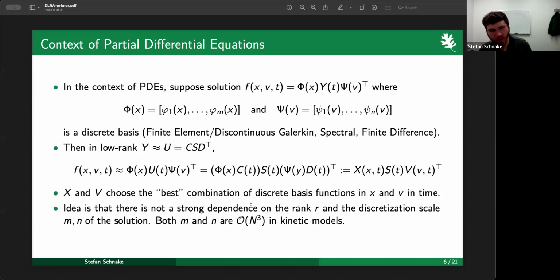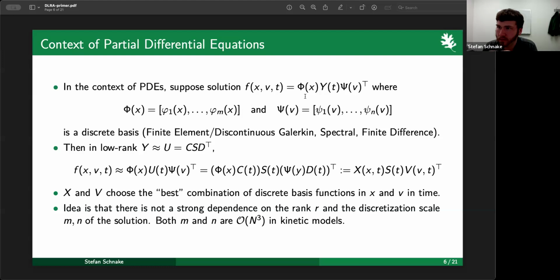And in a 6D problem, both M and N are essentially order N cubed, where N is the number of degrees of freedom in one dimension. So if you were to try to do this in a true sense, without any low rank techniques, you're looking at an N to the 6 type of problem. So very, very large, terabytes of memory to store this. And again, it doesn't matter the actual basis.